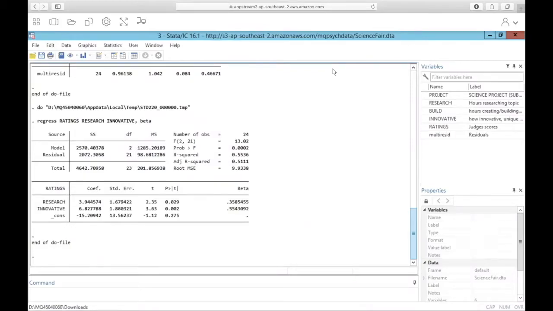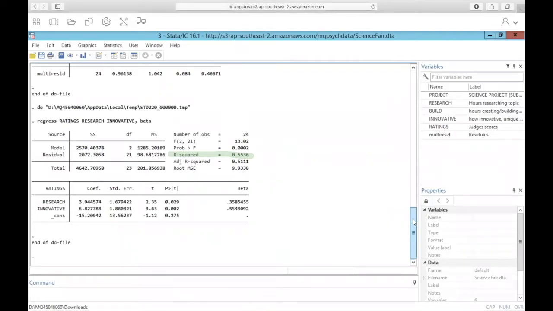So there are a number of things that you want to consider when doing model reduction. And the biggest one is looking at our R squared, comparing the R squared from the reduced model compared to the original model. So here we have an R squared of 0.55. So in the model with two predictors, we're predicting 55% of the variability in overall judge ratings.